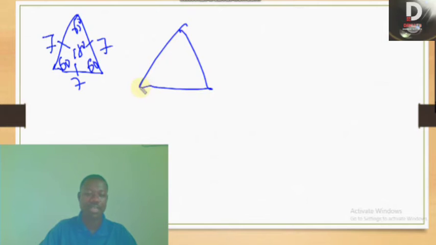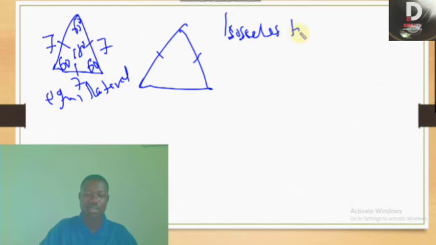Equilateral comes from the word equity, so equal. The next one is the isosceles triangle. In an isosceles triangle, two sides and angles are equal. So if this is 50 degrees, that's also 50 degrees, right? What is left for the third one? This plus this is 100. Therefore, here is 80 degrees.